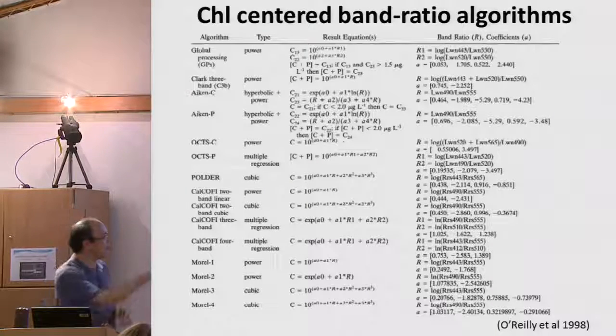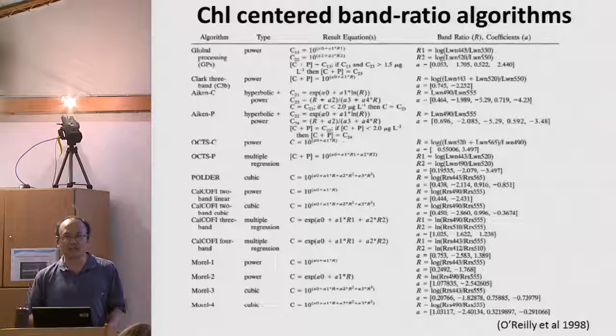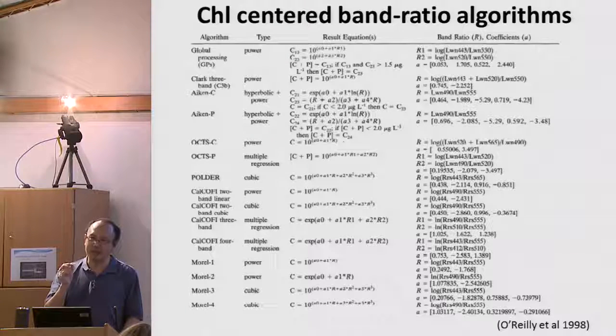So when we do this kind of empirical algorithm, it's very important to figure out whether there is any physics or cause and effect behind it. Otherwise, we could really be led down a wrong path.